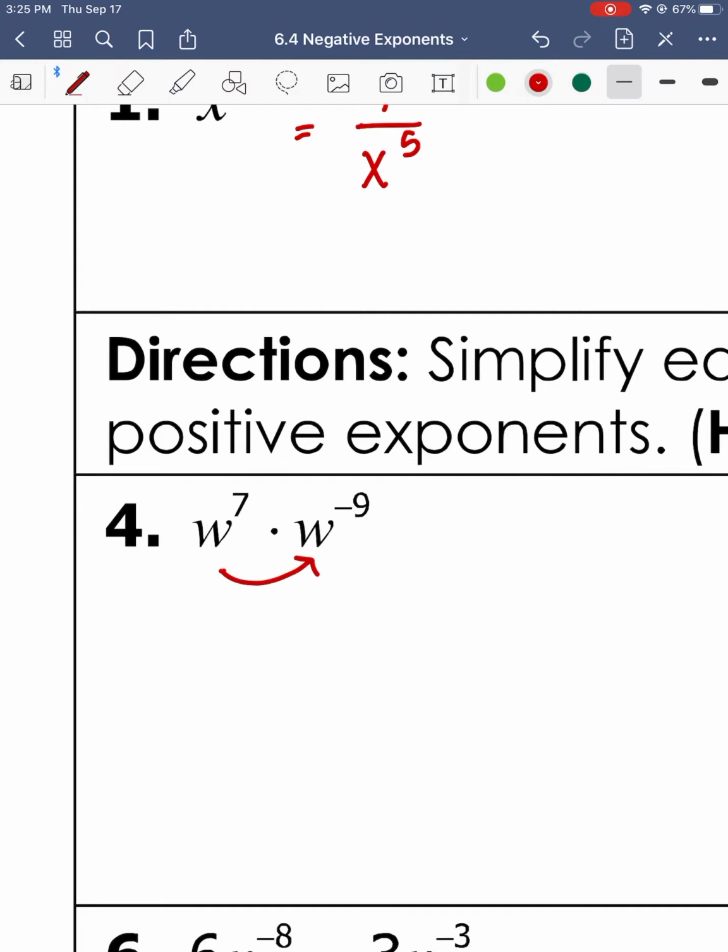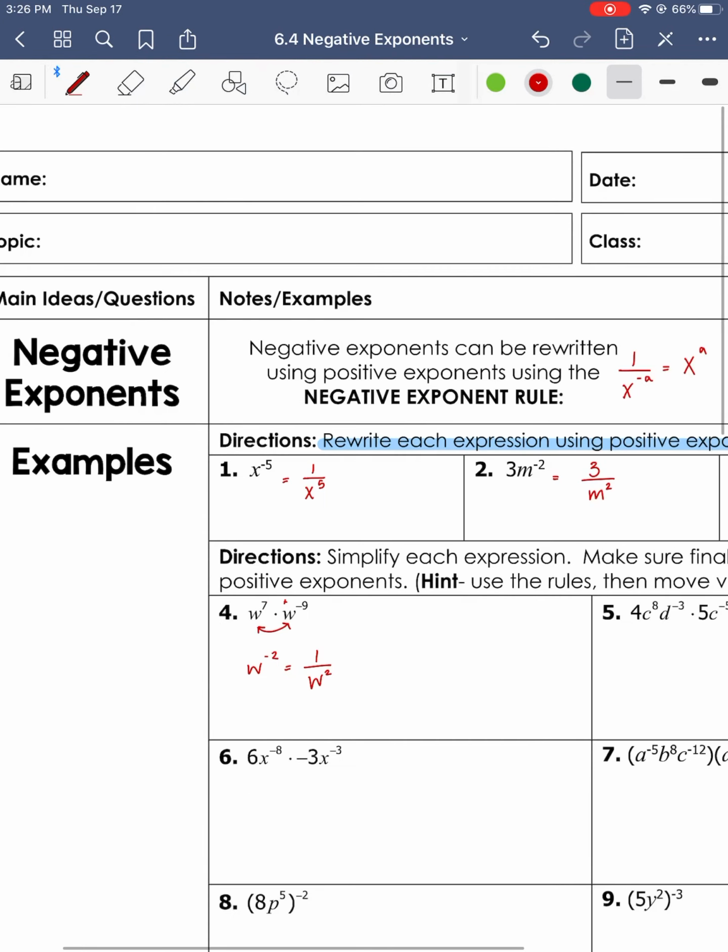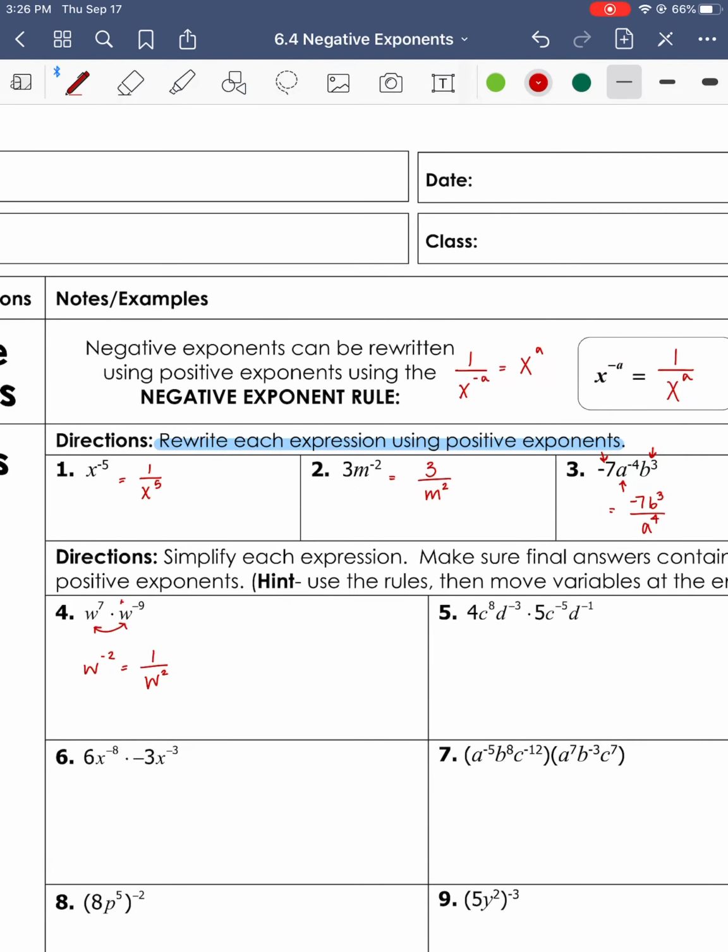When we're multiplying two numbers with the same base, we're just going to add the exponents, right? So we have w to the negative 2 after we add them together, and that is equal to 1 over w to the positive 2. Hopefully this is making sense to you. If not, just send me an email and I can go a little bit further.